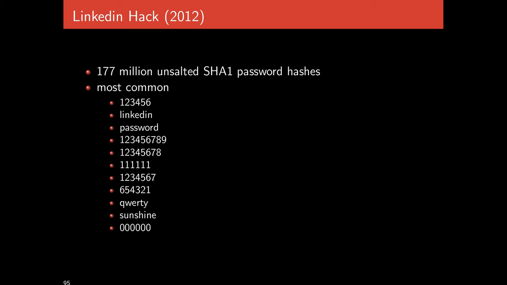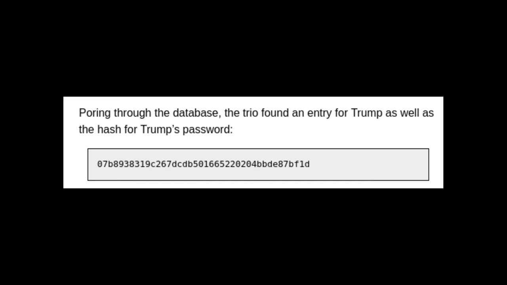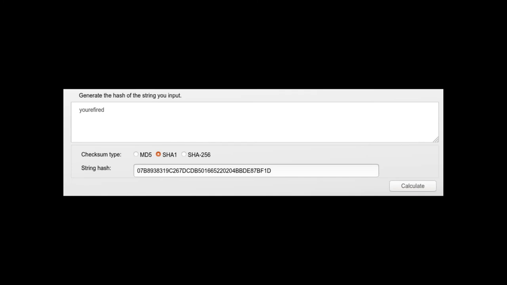Sunshine, and 000000. Now, the LinkedIn hack had another interesting consequence, because they found the unsalted hash of Trump's password, because he had a LinkedIn account, and this was pre-president era. So they knew what the hash of the password was. If they did a brute force attack, they could actually figure out what it is. And so they did it. They figured out that it's "you're fired."